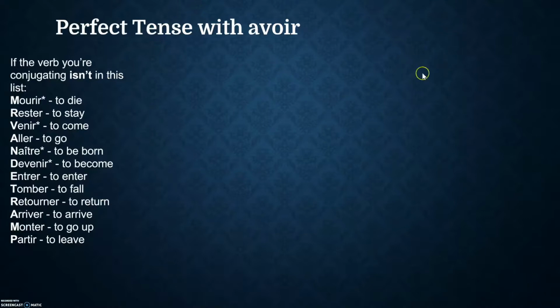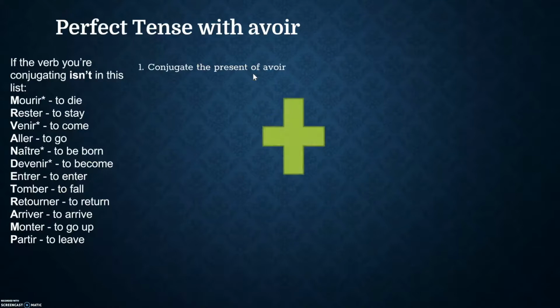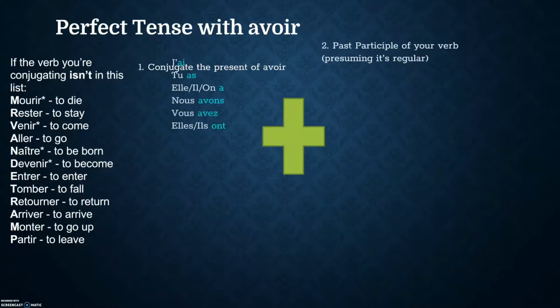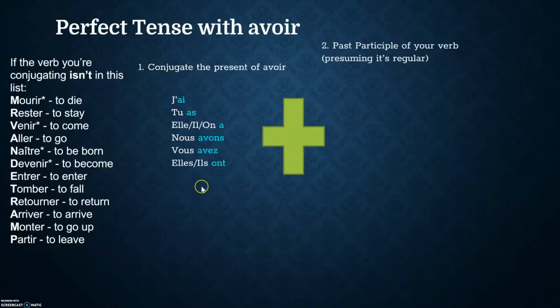However, what happens if the verb you're conjugating isn't in this list? For example, acheter. Acheter is not a Mrs. Van de Tramp verb. What you do then is you get the present of avoir and you add the past participle. So the present of avoir is here. J'ai, tu as, elle a, nous avons, vous avez, ils ont. I expect you to know that already.